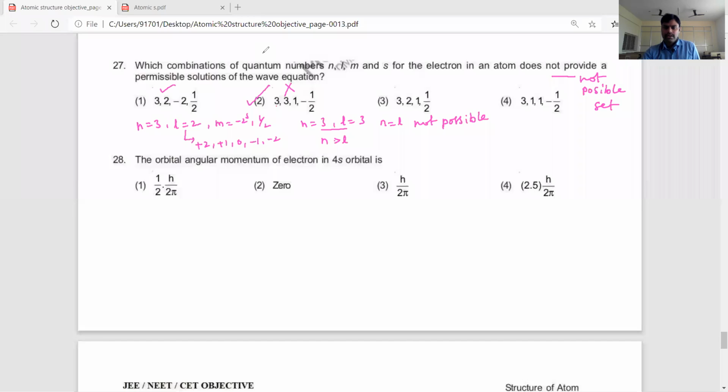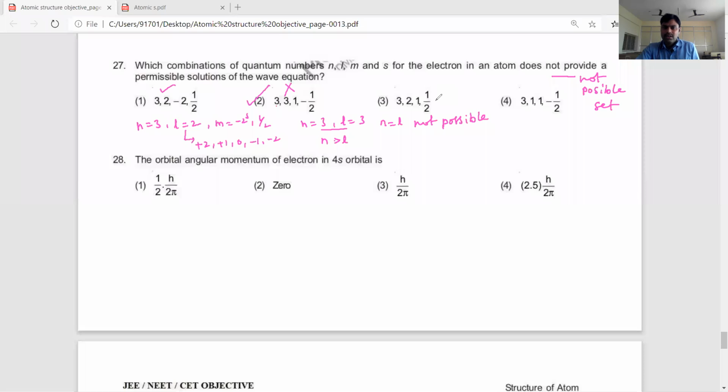Yes, Rani, understood? Second option. How is it the second option? We already did this kind of question earlier. It was the 22nd question. Which set of quantum numbers is not possible?